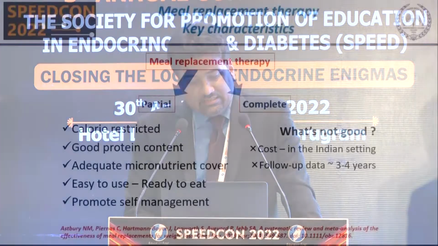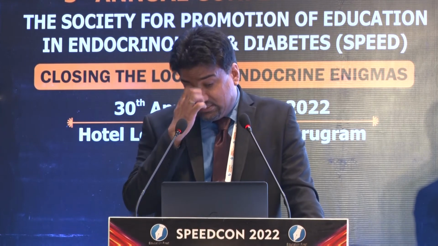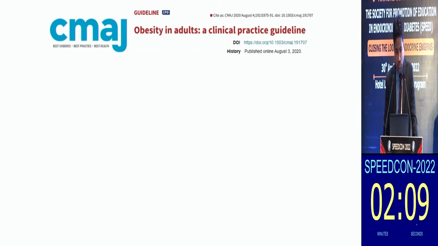The bad part about meal replacement therapy is that, yes, cost is an important factor. These are commercially made products. Unfortunately, protein is not cheap in India. And again, when you talk of scientific literature, we have follow-up data for 3 to 4 years, but not more than that. There are several types of meal replacement therapies available. I think if you choose one, it's important to have calories about 150 and about 20 grams protein.